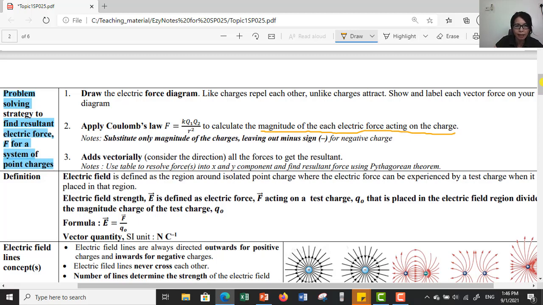Dan sekali lagi, saya ingatkan anda seperti dalam perbincangan awal video ni, untuk guna equation ni, we only substitute the magnitude of the charge, okay? Leaving out the minus sign for negative charge. So, untuk negative charge, jangan masukkan tanda negatif tu. Kita hanya masukkan nilai charges, magnitude charges sahaja. Okay? Selepas kita buat kiraan electric force untuk setiap vektor yang kita lukis, then we are going to add vectorally.